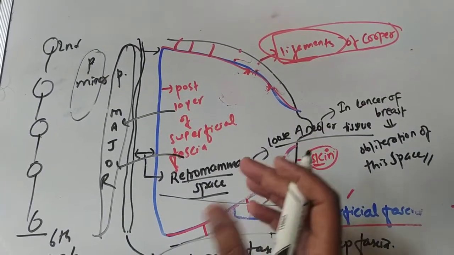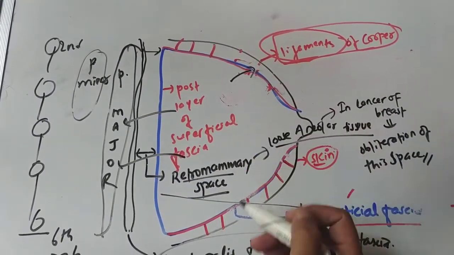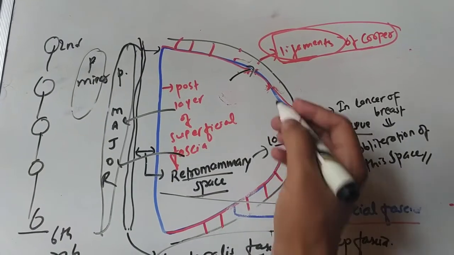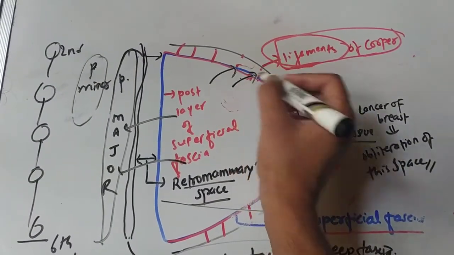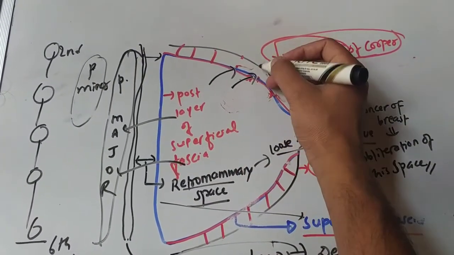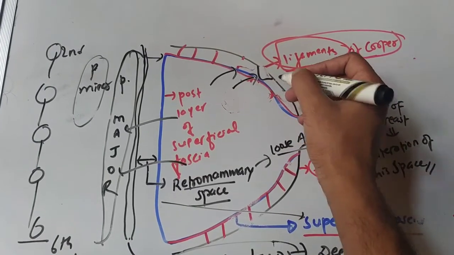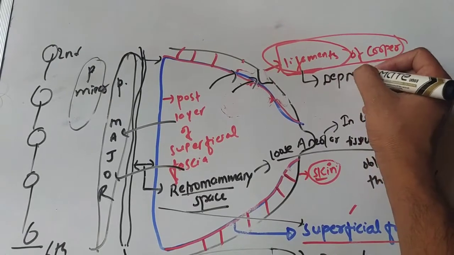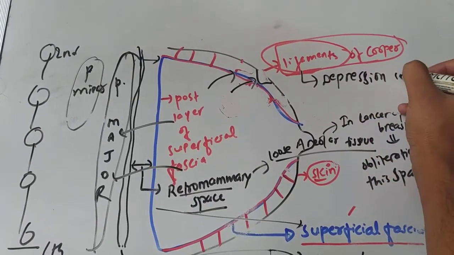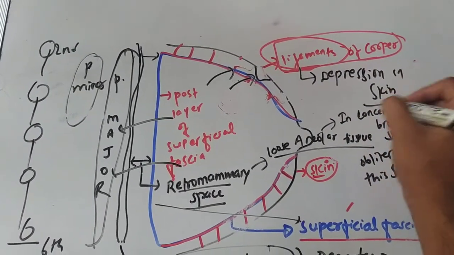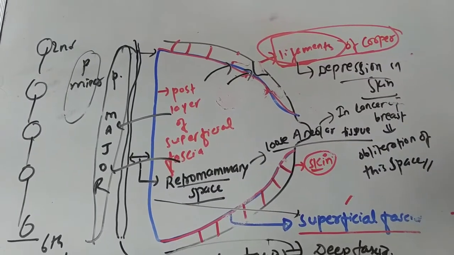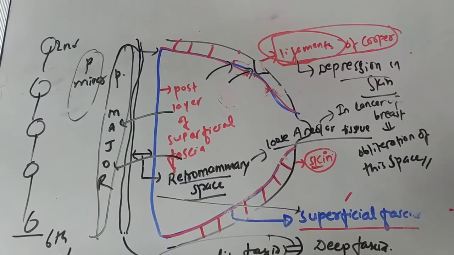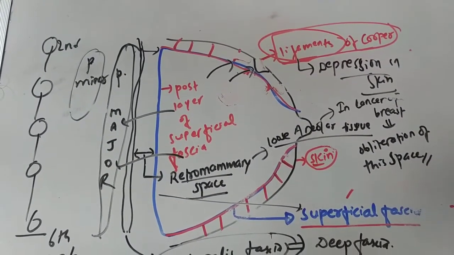And in some cancers there is invasion of the ligament of Cooper, then the breast will be saggy, and sometimes the invasion of the ligament of Cooper will ultimately cause a depression in the skin of the breast. So if you see a depression in the skin of the breast, you should suspect some carcinoma behind that.